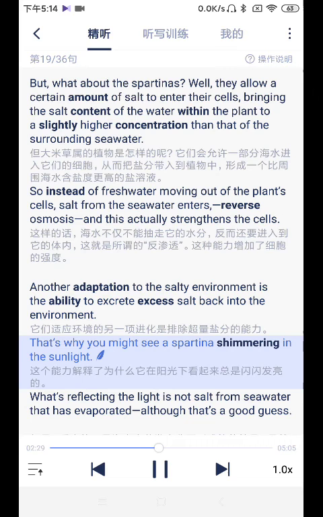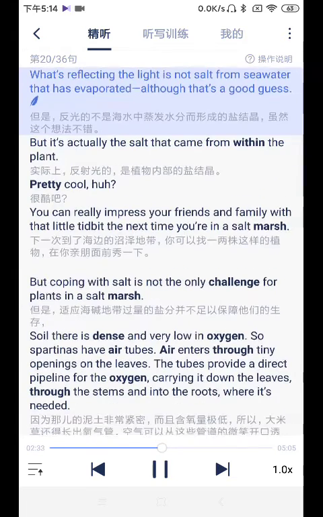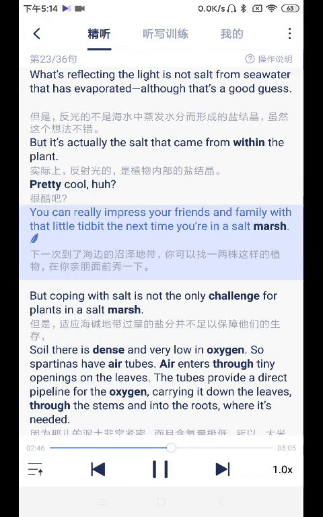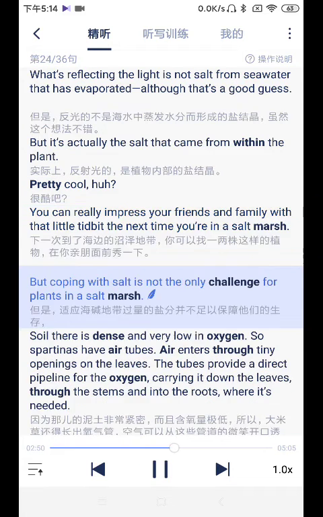Another adaptation to the salty environment is the ability to excrete excess salt back into the environment. That's why you might see a Spartina shimmering in the sunlight. What's reflecting the light is not salt from seawater that has evaporated, although that's a good guess, but it's actually the salt that came from within the plant. Pretty cool, huh? You can really impress your friends and family with that little tidbit the next time you're in a salt marsh. But coping with salt is not the only challenge for plants in a salt marsh.